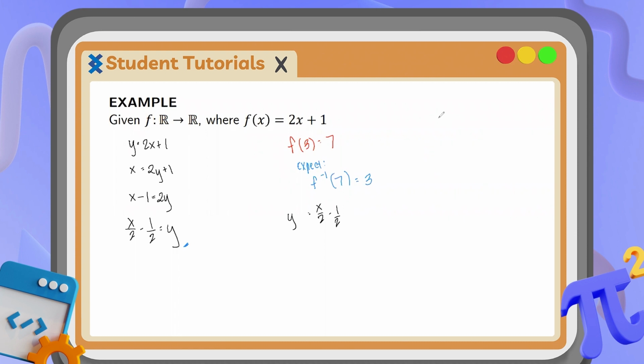So our input, which is our x over here, should be 7. So let's substitute x with 7. So this would become 7 over 2 minus 1 half. And this would actually equal to 6 over 2. And simplifying it would get you back to 3. And because this is what our actual result is, 3, that means this function and this function are inverses of each other. Or we can say that f of x is invertible.